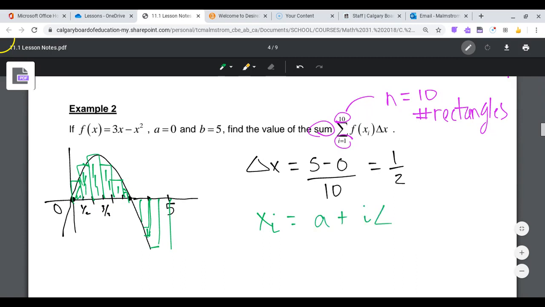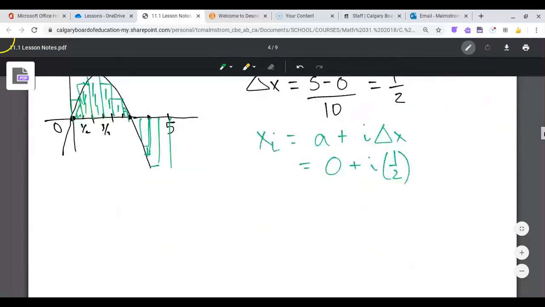xi is a plus the change in x times i, so a is 0, so we have this going on. Remember i is the ith rectangle, so if I want the second rectangle, i is 2, times 1/2. So for example, i equals 2, then 2 times 1/2 is equal to 1. That's just telling me my x value on my second rectangle is 1. Okay, so the first rectangle, the x value is a half. Second one's 1. Third rectangle is 3/2. So you're counting by halves each time.